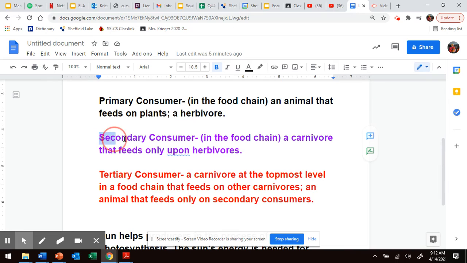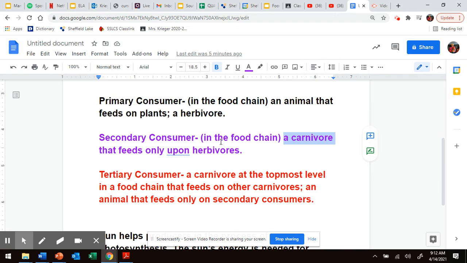Okay, so common sense, what's a secondary consumer? When we talk about it in the food chain world, it's the second consumer in the food chain. If the first consumer was an herbivore, then our secondary consumer is going to be a carnivore that feeds upon herbivores. Because who's going to eat the herbivore in that food chain, right? An herbivore is an animal, so it has to be a carnivore eating that herbivore.